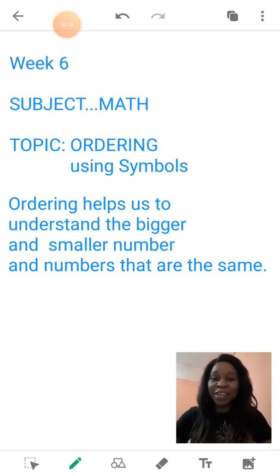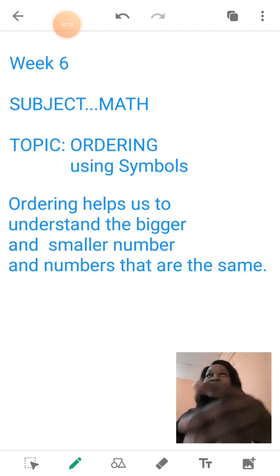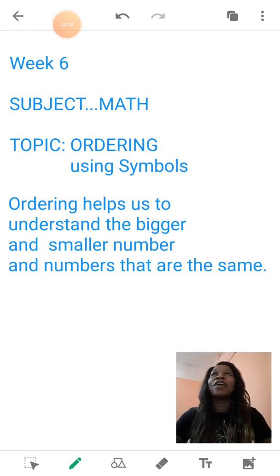Our topic for this week is ordering using symbols. Now, I purposely wrote symbols because when you hear ordering, you will think, okay, I have 25, 30, 12, 15, and then I say, please order the numbers. You begin to order from the least to the highest. No. This ordering, we're going to be learning how to order using symbols.